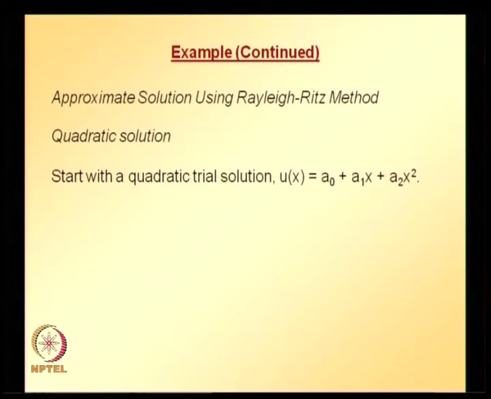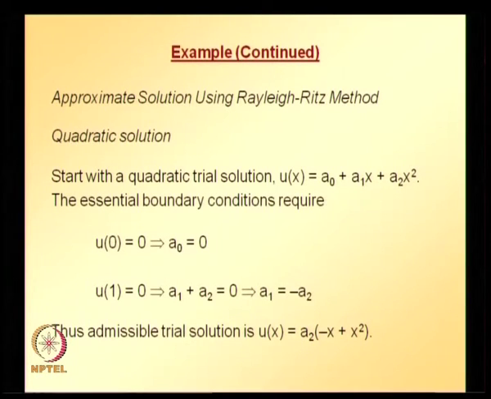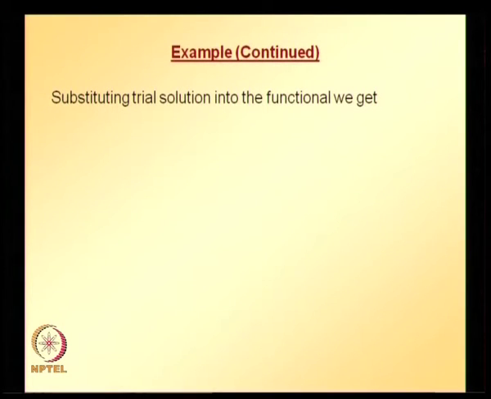And before we proceed further, we need to make this admissible. Substitute the essential boundary condition, and that results in a0 equal to 0 and a1 turns out to be minus of a2. So, the admissible trial solution becomes a2 times (minus x plus x square). Okay. So, now you take this admissible trial solution and substitute it into the functional.